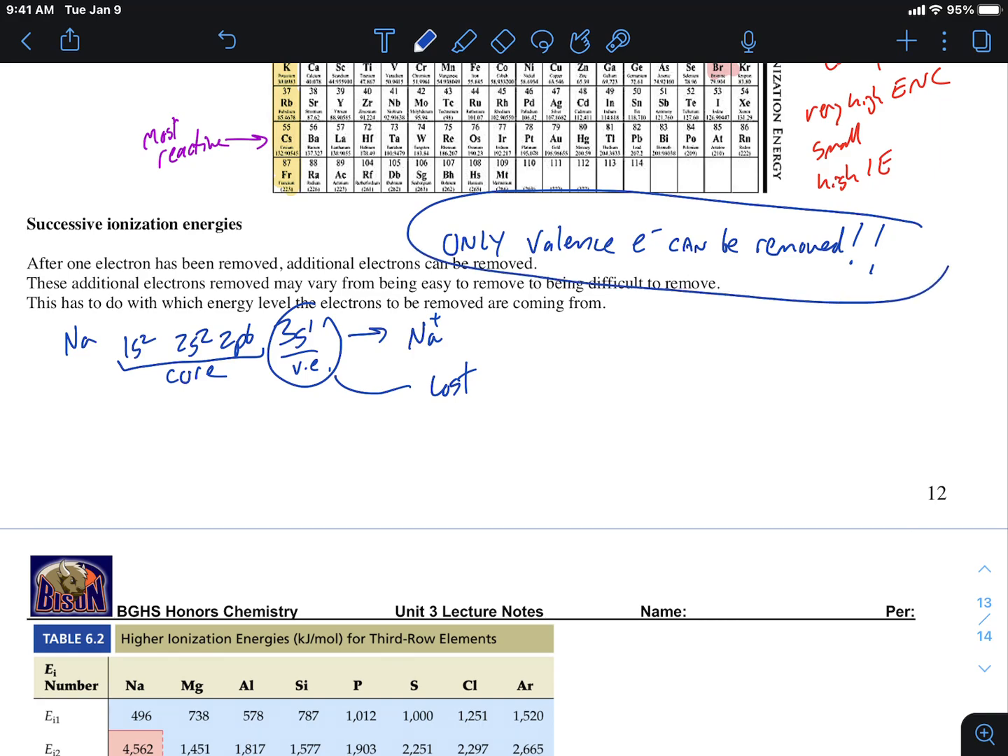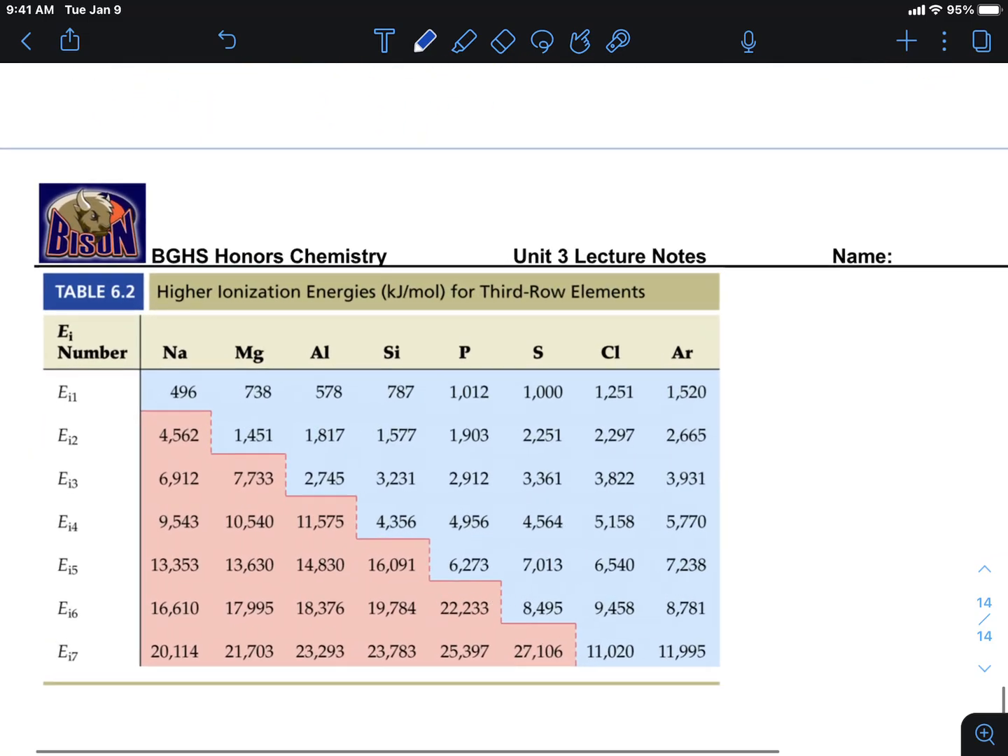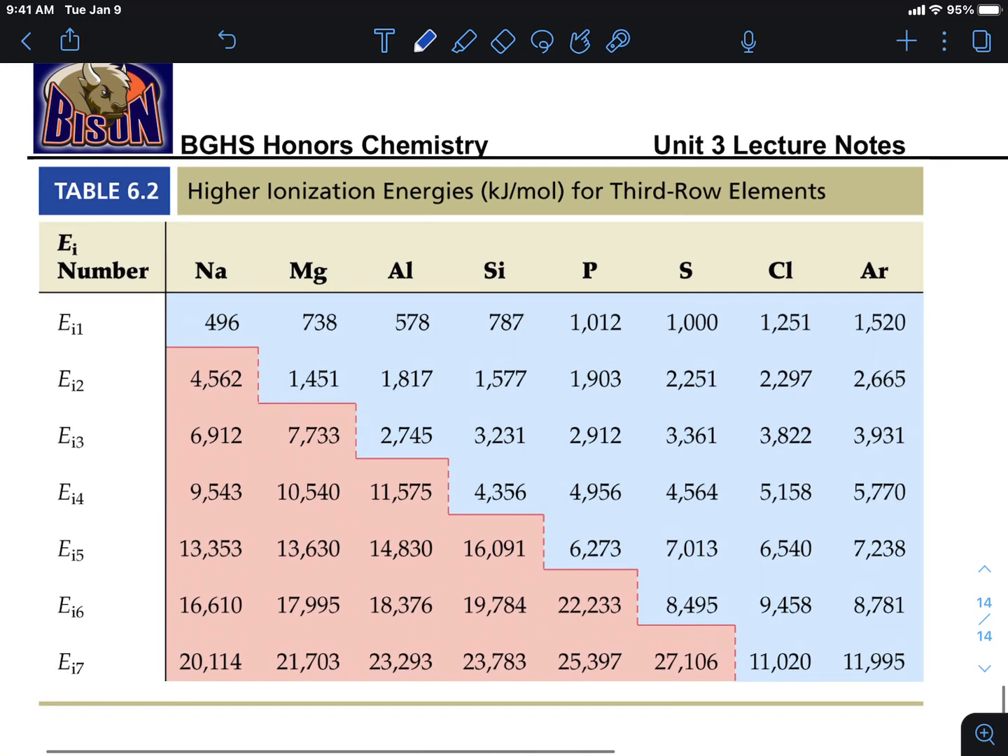All right, that's very important. You can only remove the valence electrons. So, having said that, let's look at this chart here. This chart shows us the ionization energy cost. And right now we're talking about sodium. So here's sodium, and the amount of energy it takes. These are listings of ionization energies. This first row is the first electron to be removed. So removing one electron from sodium costs 496 kilojoules.